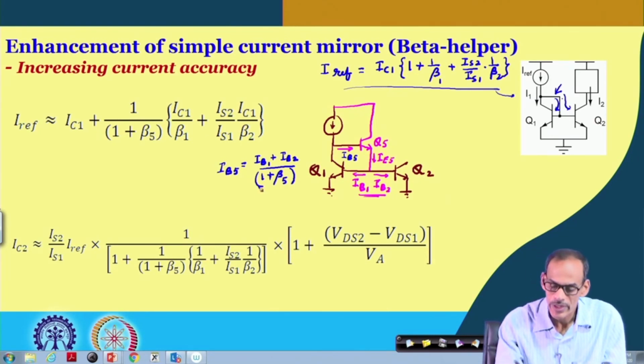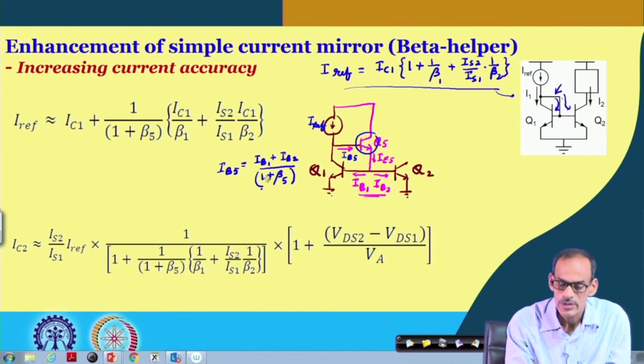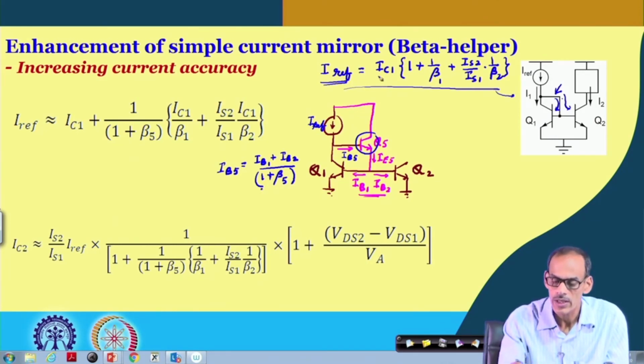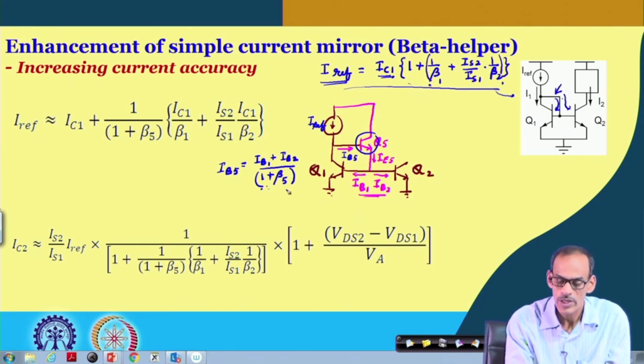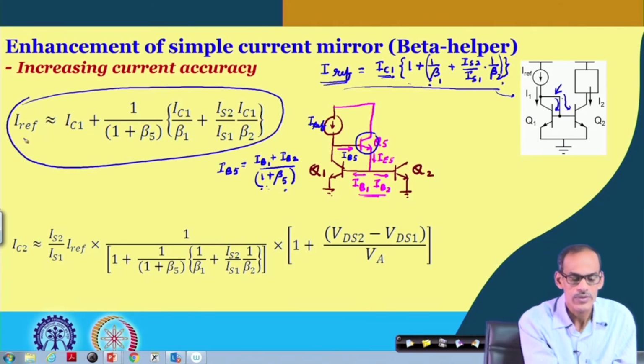So, by adding this extra transistor, the loss of this reference current, if I say that is the loss, is getting reduced by this factor. As a result, in the relationship between I ref and IC1, instead of this equation, you will get a factor which is 1 plus beta 5. So, this is the corresponding relationship: I ref equals IC1 multiplied by this factor and then this part.